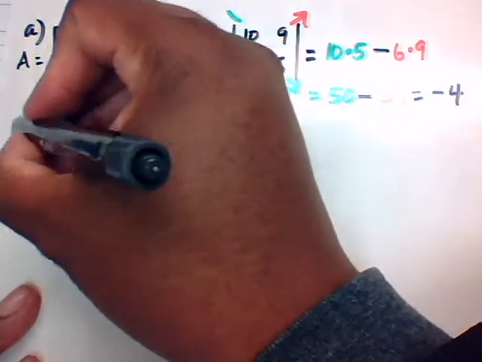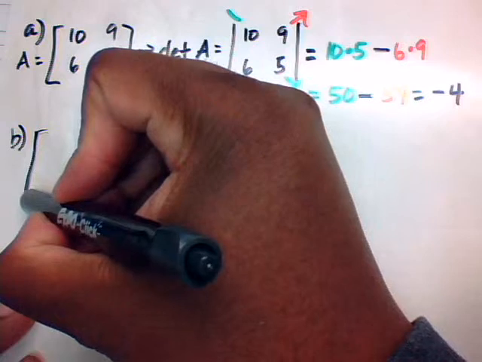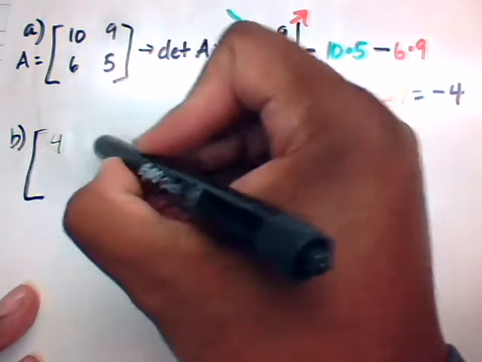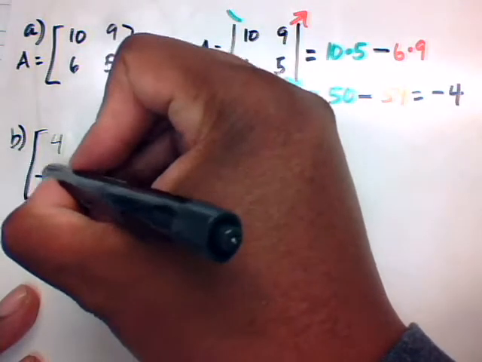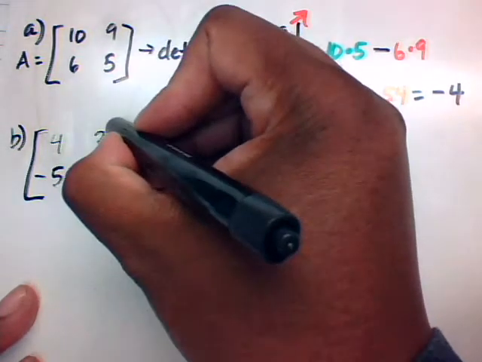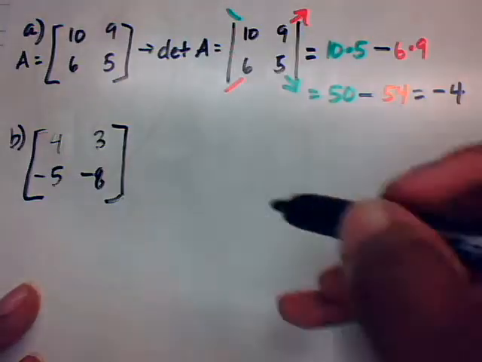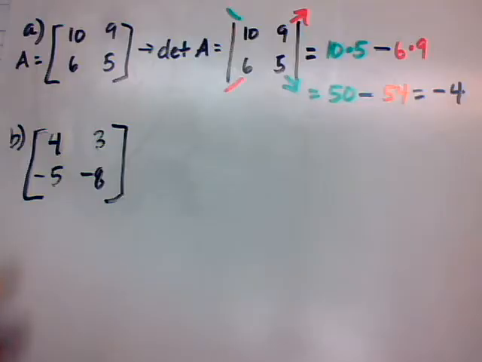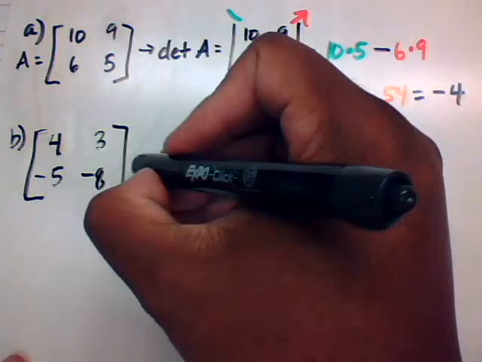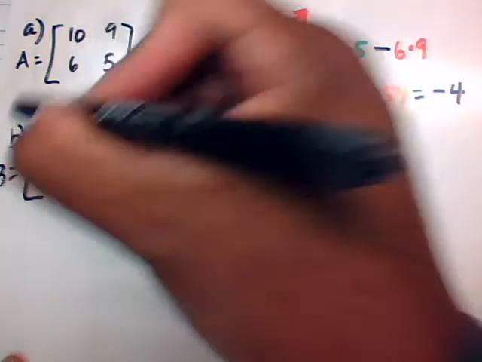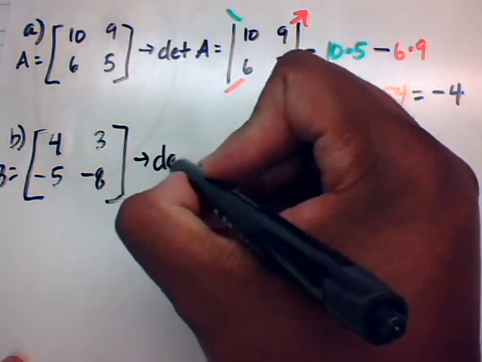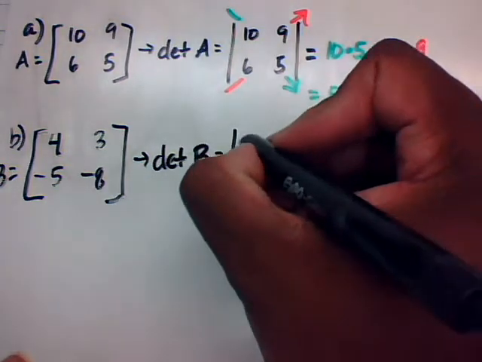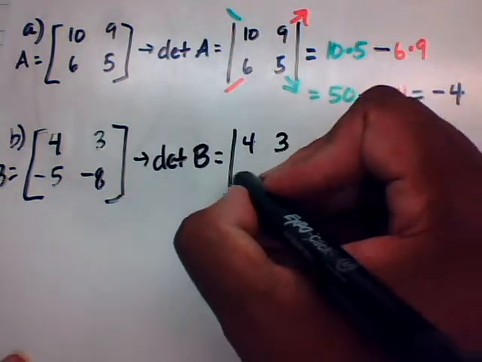Okay, another example would be this. Let's say we had 4, 3, and then -5, -8. 4, 3, -5, -8. And here we want to find the determinant of this particular matrix. I'm going to call this matrix B here. So here, the determinant of matrix B would be the same numbers just with the vertical bars.